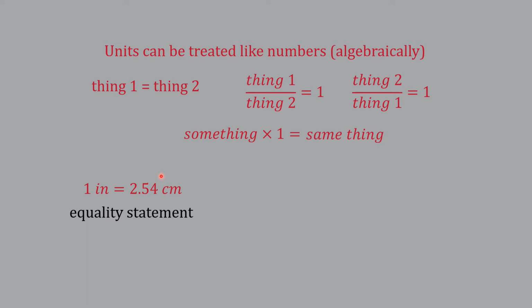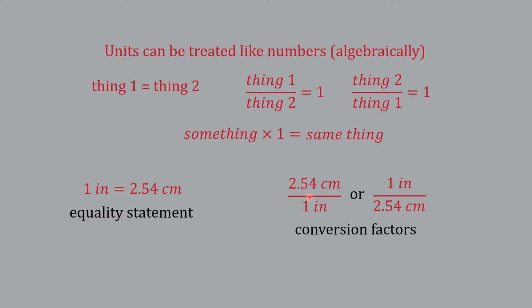Now, statements such as these, the fractional versions, the expressions that are equal to 1, are very important, and we call these conversion factors. These two factors will allow you to convert between inches and centimeters, one way or the other. So let's talk about how that would work. We're going to convert a length of 5.67 centimeters into inches.